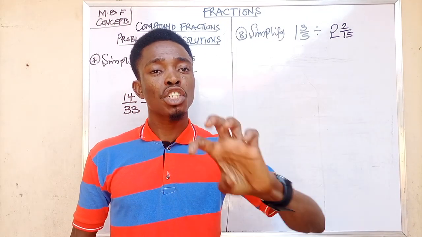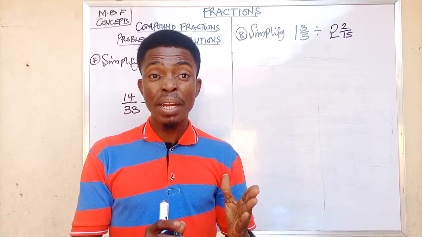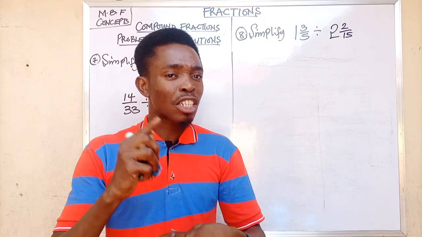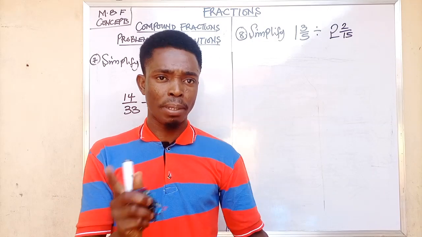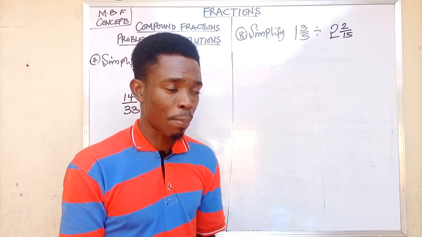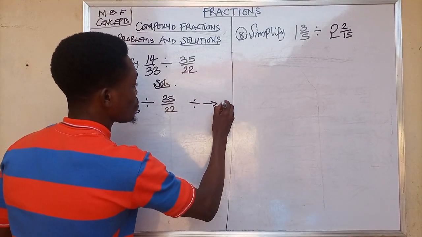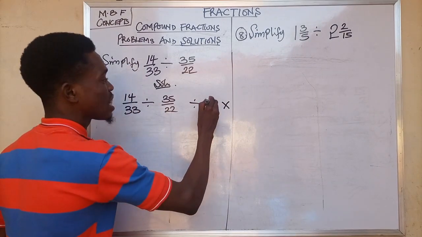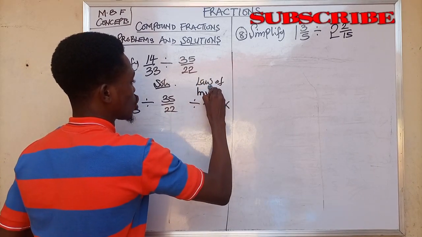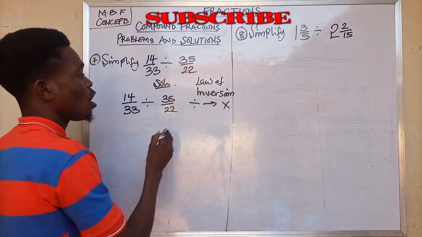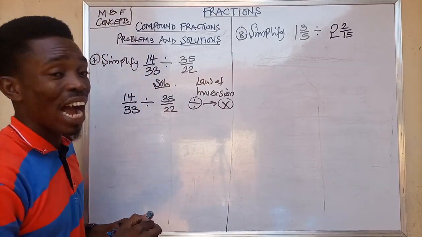Anytime you change a division sign to a multiplication sign in a fraction, what you simply do is to invert the fraction that comes immediately after that division sign that you just changed to multiplication. Guys, pay close attention and watch what is going to happen here. Now, I don't need this division. I want to change this division to a multiplication using the law of inversion, before I can solve this effectively.